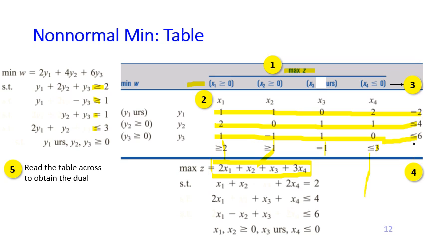Up to here you should have been able to obtain the dual of a given primal LP, whether the given primal LP is normal or non-normal, whether it is maximization or minimization. You should be able to find the dual.